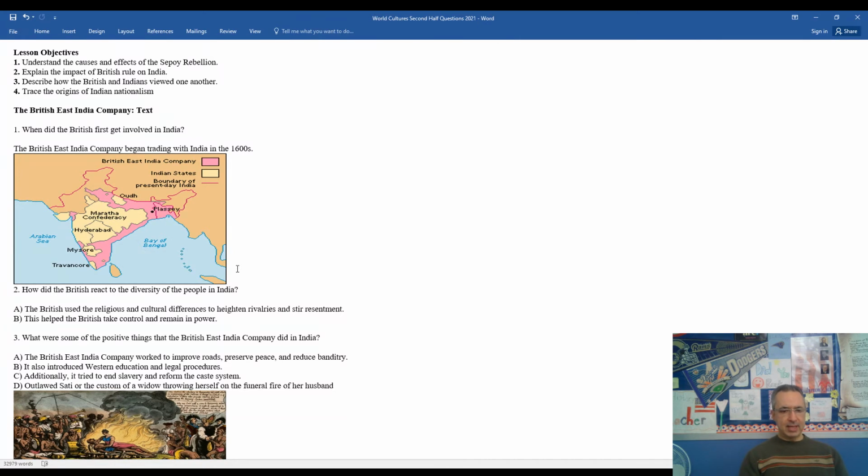Two, how did the British react to the diversity of the Indian people? Well, the British used religious and cultural differences to heighten rivalries and stir resentment amongst different groups within India. A united Indian people against British rule might actually be a threat, but if you segregate and separate them and create hostility amongst the people, that breaks it down and gives the British a little bit of an advantage. So this helped them to not only take control, but more importantly for the British to remain in power.